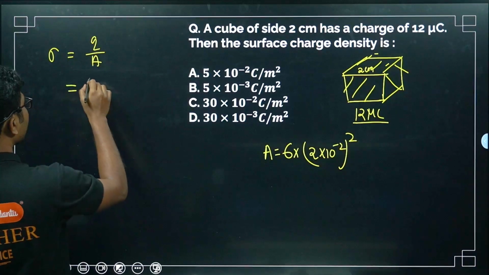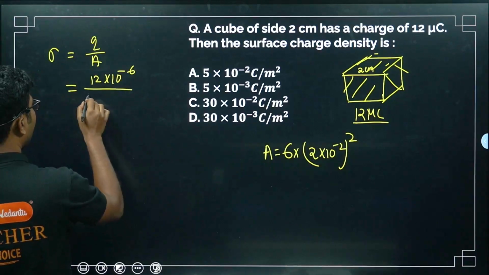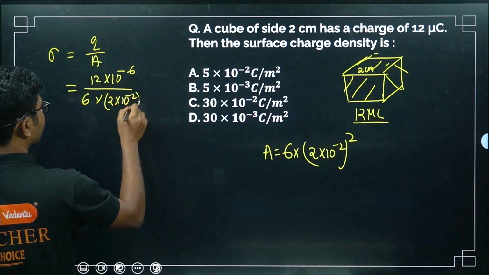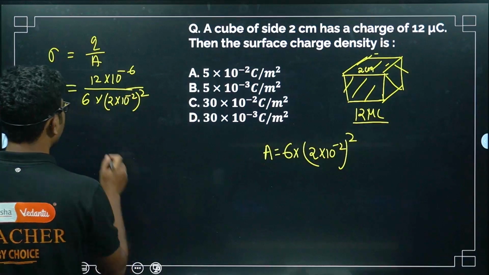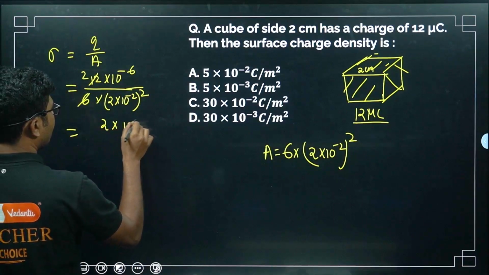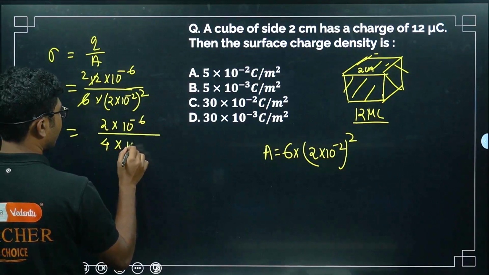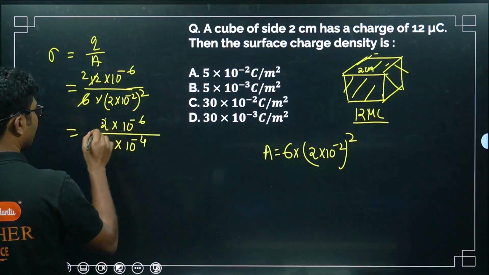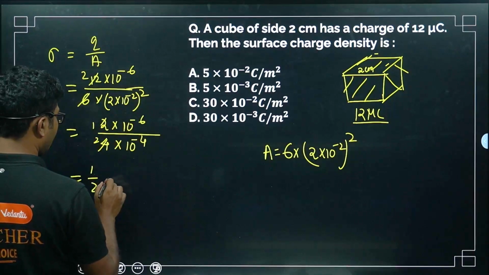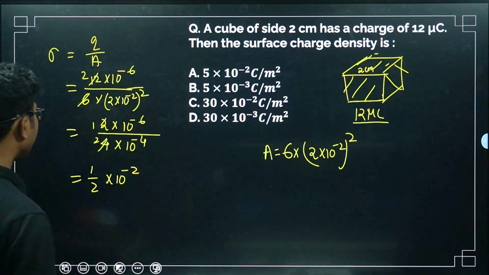The charge is given as 12 microcoulomb, 12 times 10 to the power of minus 6, divided by 6 times 2 times 10 to the power of minus 2 whole square. Okay. So we can write this as 2 times 10 to the power of minus 6 divided by 4 times 10 to the power of minus 4. So it will be half. Okay. Half 10 to the power of minus 2. Right? Half 10 to the power of minus 2.